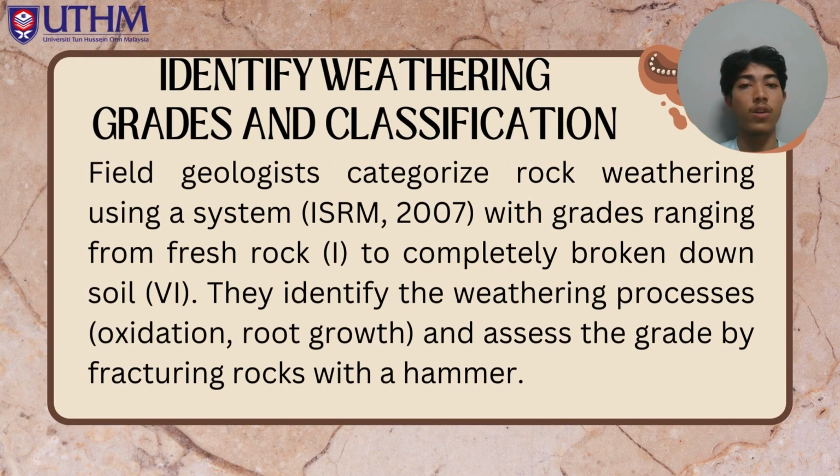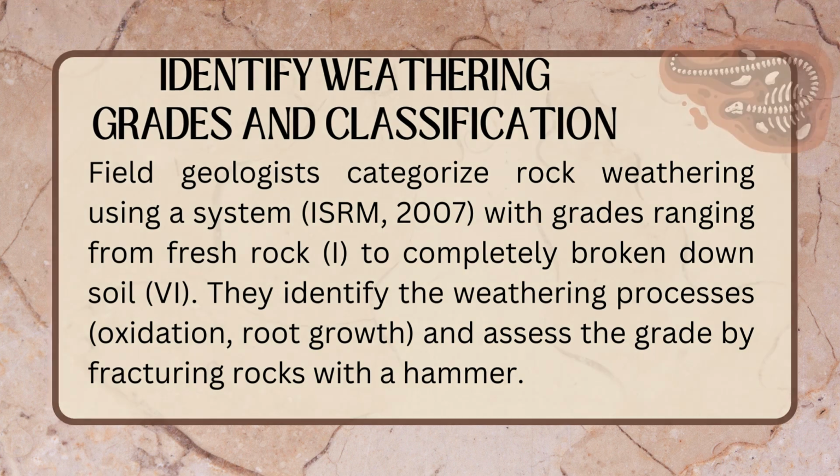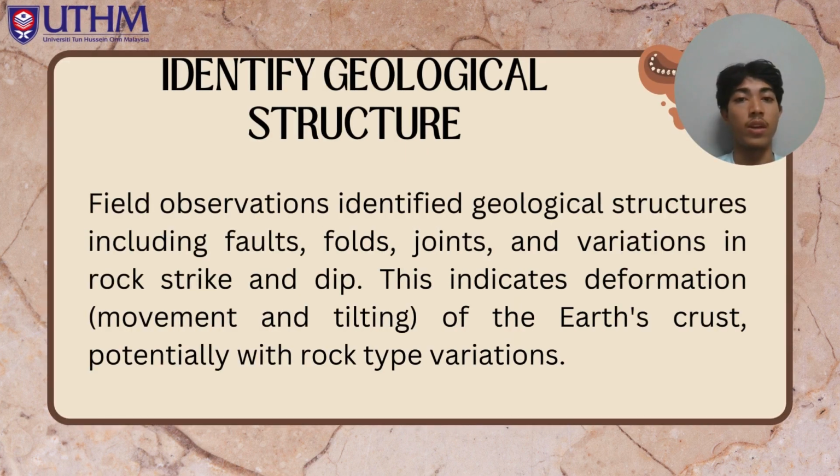Okay, second, how to identify the weathering grade and classification. The field geologists categorize rock weathering using the ISRM 2007 system, with grades ranging from fresh rock 1 to completely broken down soil. They identify the weathering process like oxidation and root growth and assess the grade by fracturing the rock with the hammer.